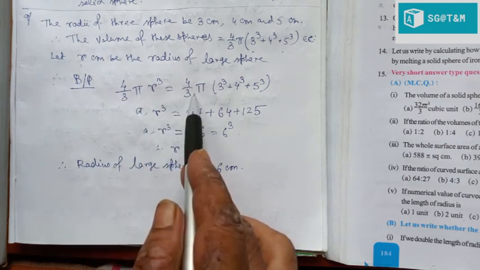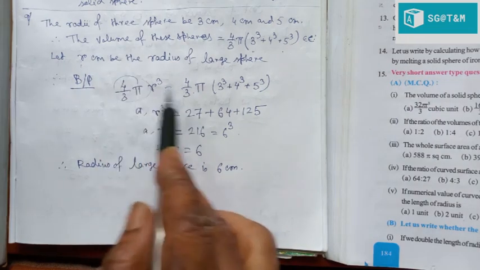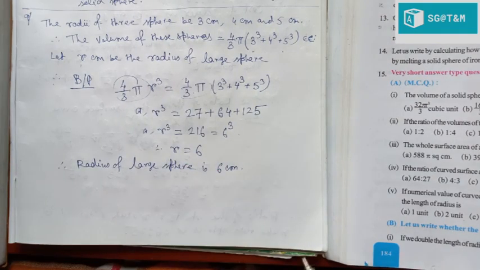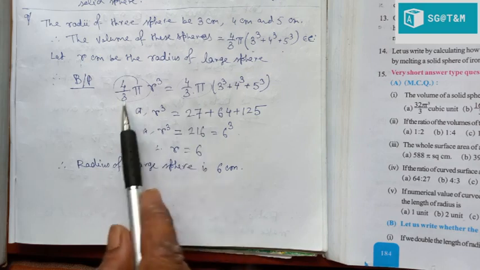The 4/3 pi on both sides cancel out. So there is no need to put the value of pi as 22/7 multiplied by 3/4. It is not required. Just cancel out in this way.